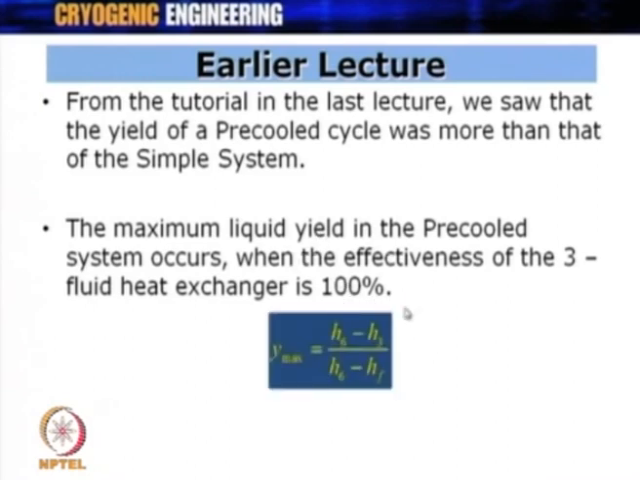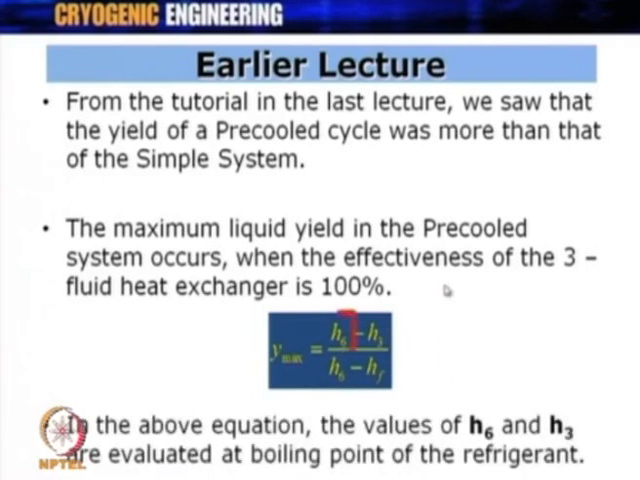The maximum yield, Ymax, is obtained by the enthalpy difference after the first heat exchanger, and that is (h6 minus h3) upon (h6 minus hf), where the enthalpies at points 6 and 3 are evaluated at the temperature which is the boiling point of the refrigerant. So, in the above equation, the values of h6 and h3 are evaluated at the boiling point temperature of the refrigerant. Then only whatever yield you get is Ymax.